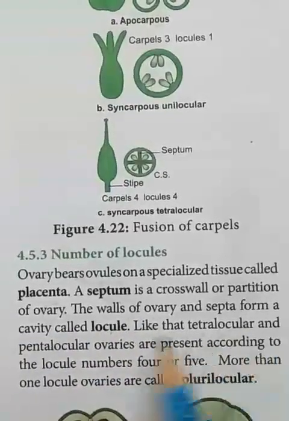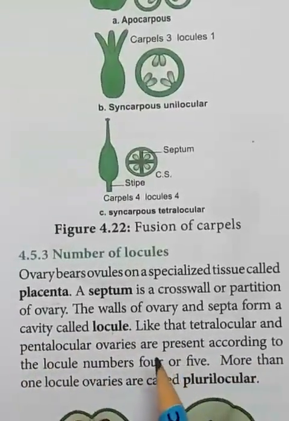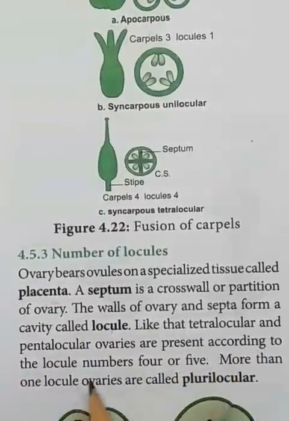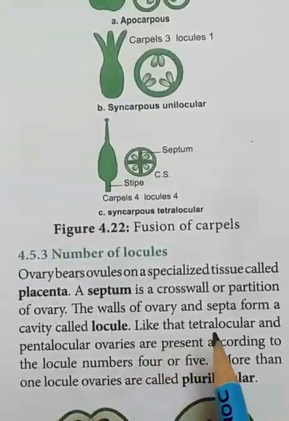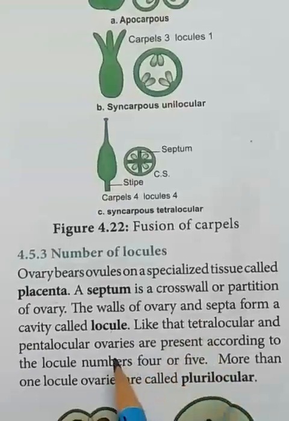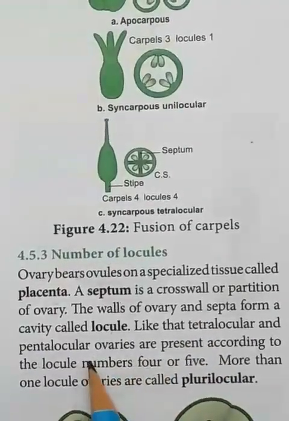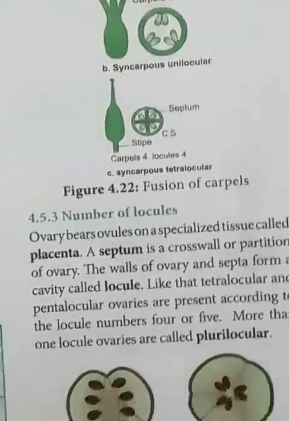Like that, tetralocular and pentalocular ovaries are present according to the locule number, 4 or 5. So if 4 locules are present, we call it tetralocular. If 5 locules are present, we call it pentalocular. Now, more than one locule.